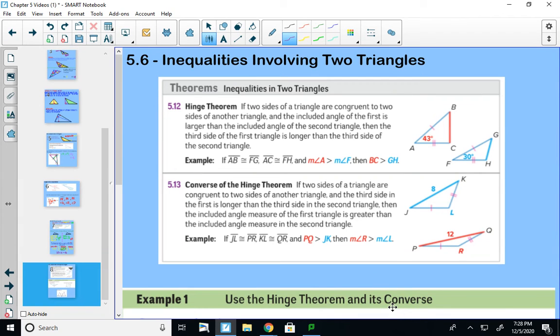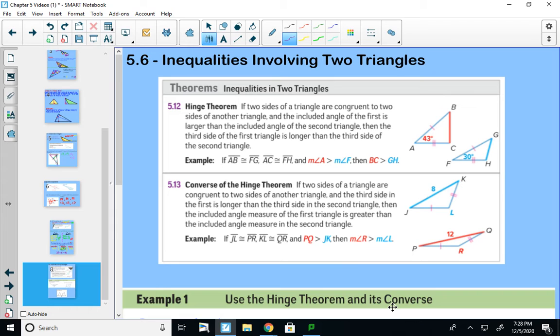This is the last section in chapter 5. The big idea for today is called the hinge theorem. And there are a whole bunch of words that you can read there. Picture a hinge opening and closing though.